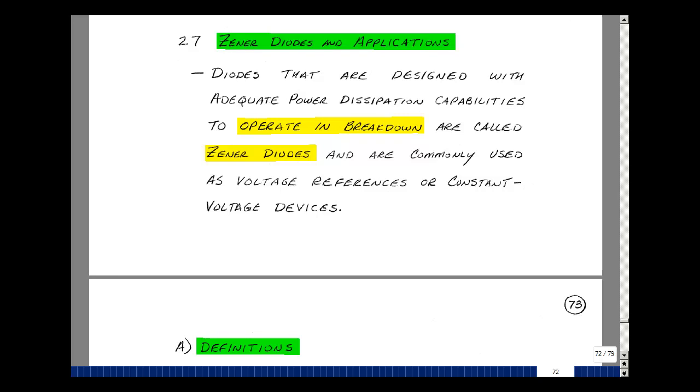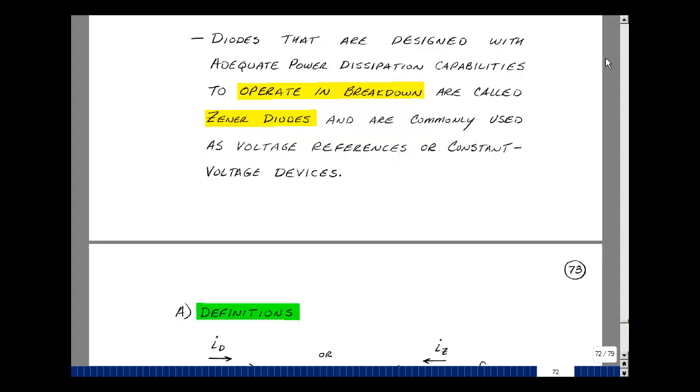This lesson deals with Zener diodes and a shunt regulator. You can find these notes in the ECE302 ebook in Chapter 2 starting on page 72. Diodes that are designed with adequate power dissipation capabilities to operate in the breakdown region are called Zener diodes and are commonly used as voltage references or constant voltage devices.